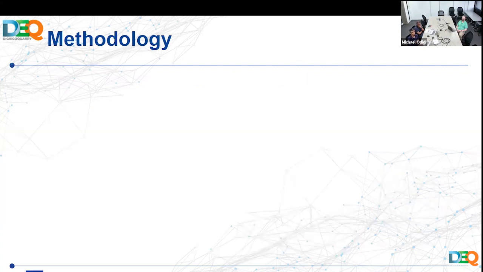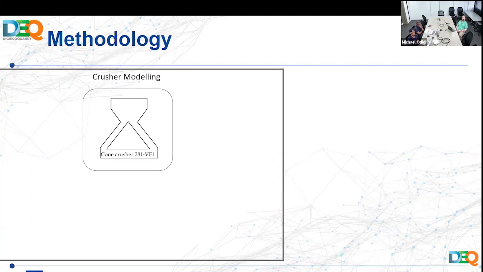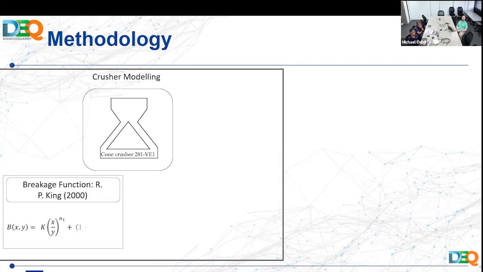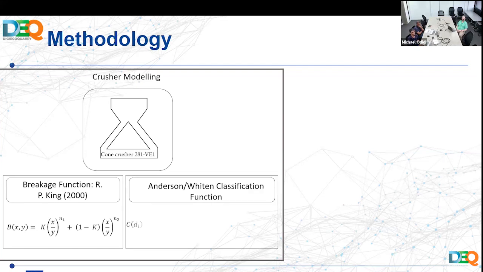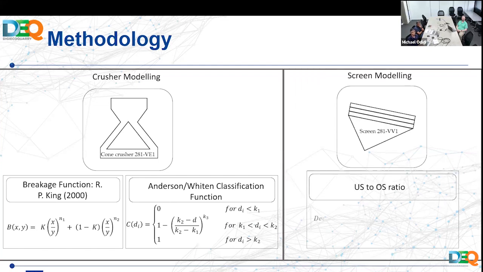But just to give you an idea of the different models that are used, for the crusher modeling, as my colleague has already mentioned, we made use of the breakage function, the BXY function. And for the classification function for the crusher, we made use of the Anderson-Whiting classification function. These are the two functions that allow us to model the crusher, predicting the output particle size distribution based on the feed material to the crusher. In terms of the screens, we decided to make use of an undersized to oversized ratio.